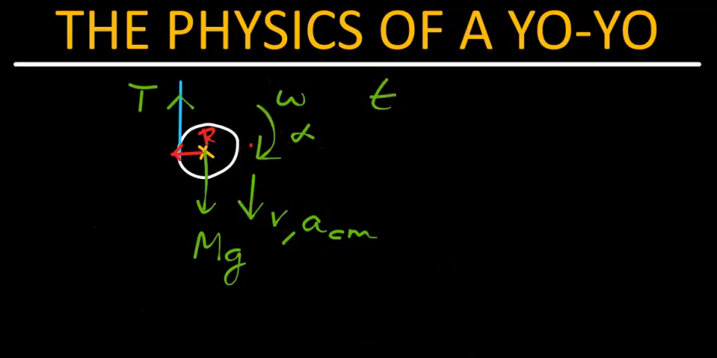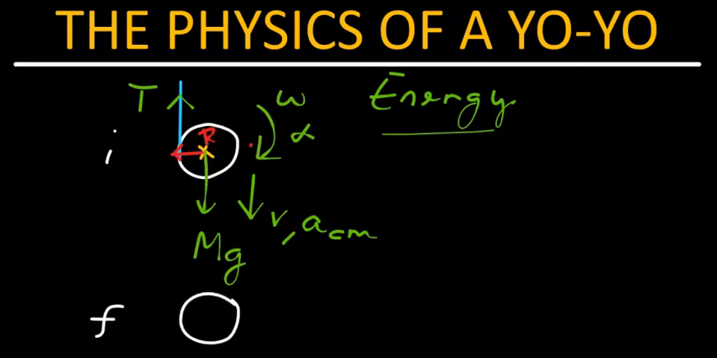The next concept is the energy concept. Let's assume the yo-yo starts from some initial position and then it goes down all the way to the final position. And the distance is L. L is, in other words, just the length of that string before it goes back up again. So we know energy is conserved.